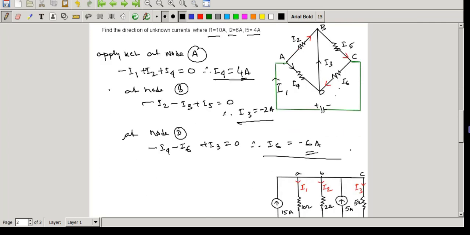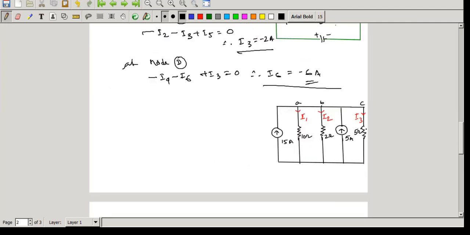There is another example. In this example, we have to find the current through the 10 ohm resistance, 2 ohm resistance and 5 ohm resistance. So let's start this example. Here you can see that a 15 ampere current is applied here, and another 5 ampere current is applied here. We have to find the total current in I1, I2 and I3.